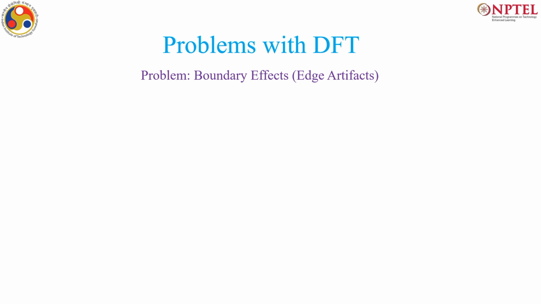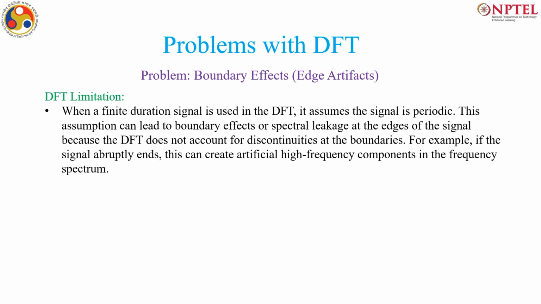So, first is boundary effects or edge artifacts. The limitation is that when a finite duration signal is used in the DFT, we assume that the signal is periodic. Why? Because we are getting line spectra, and line spectra we know will occur for periodic sequences. So, DFT assumes that your x of n is a periodic extension. This is the discrete Fourier series of the periodic extension of your signal.